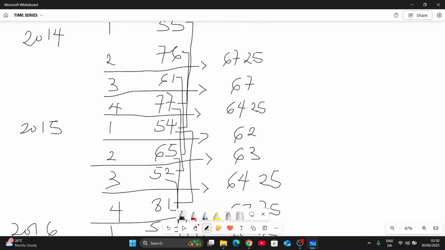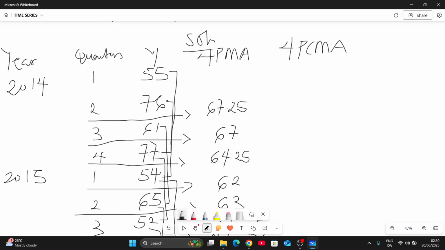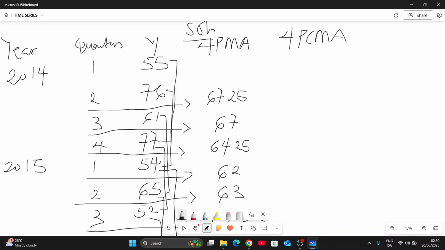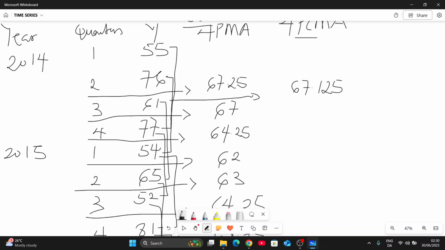Now, because they don't align with a particular time period, there is the need for us to center it. So this gives us the centered moving average. And here we are going to move in two. So for the first one, 62.25 plus 67 divided by 2. In between them is the third quarter in 2014. So this one belongs to the third quarter, 67.125. Meaning that for the first two periods, there's nothing there.